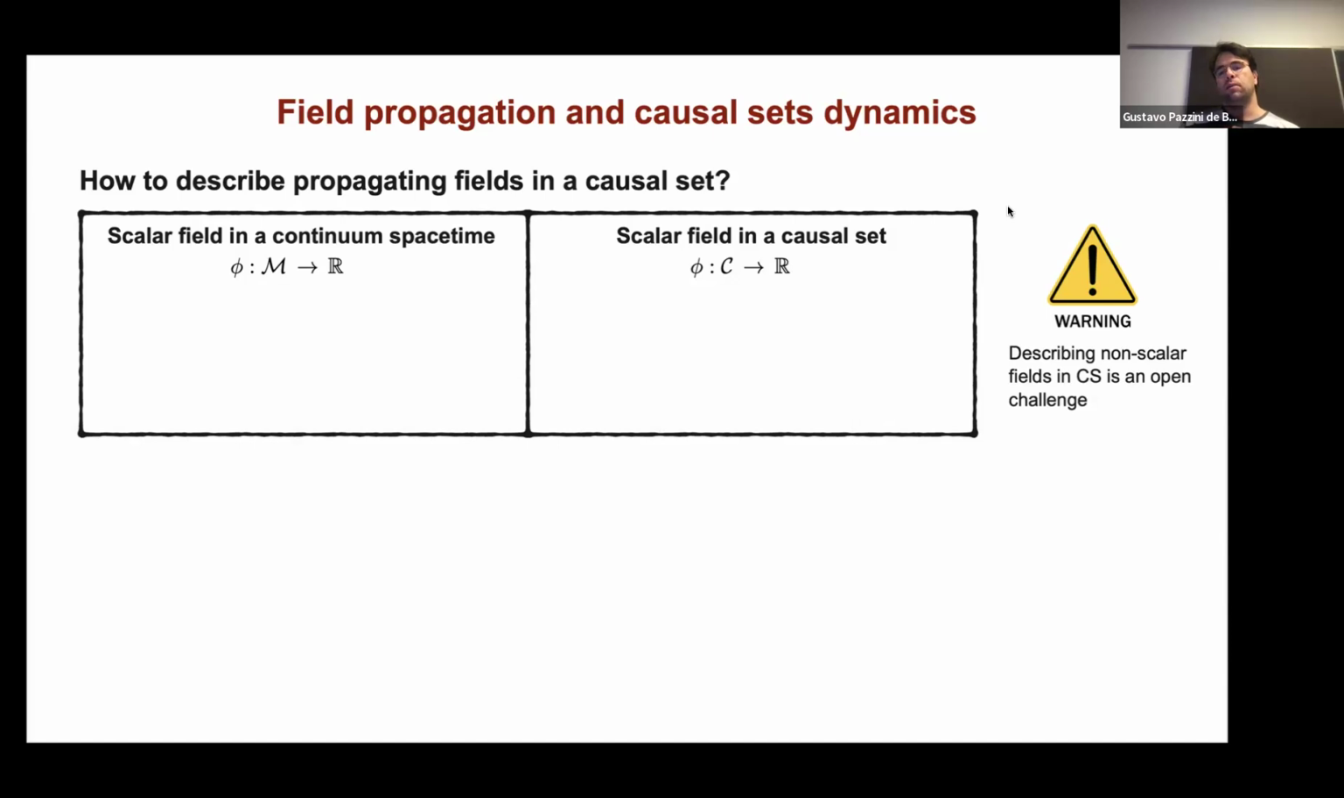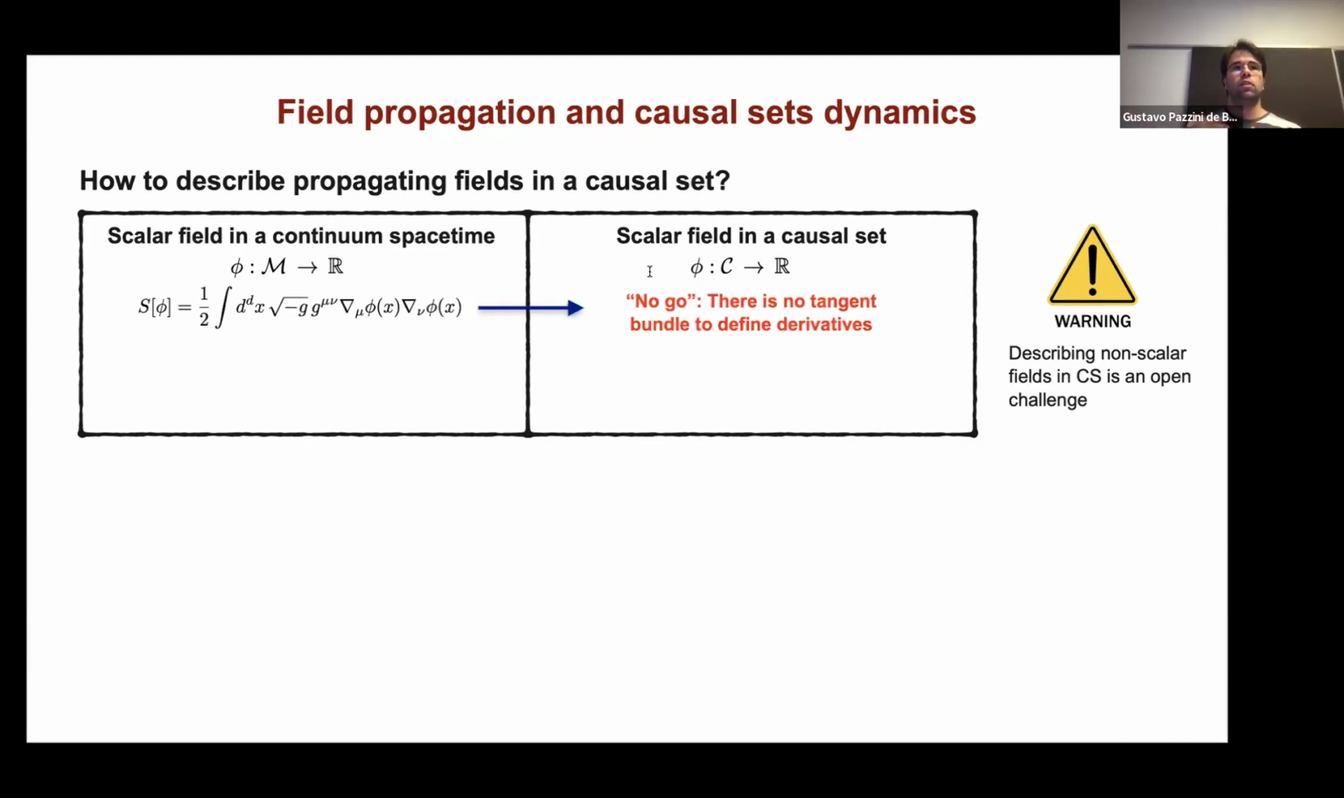This comes with a warning, which is we know how to do this for scalar fields because a scalar is just a number defined at a given point, but we have no idea how to do this for non-scalar fields. We don't know how to define non-scalar fields, could be a vector field, a tensor field, a spinor field, propagating in a causal set. But let's restrict ourselves to scalar fields. So the idea here is that we basically copy what we do in a continuum spacetime. A scalar field in a continuum spacetime maps points from a manifold to real numbers for real scalar fields. And the scalar field in a causal set maps points from a causal set to a real number.